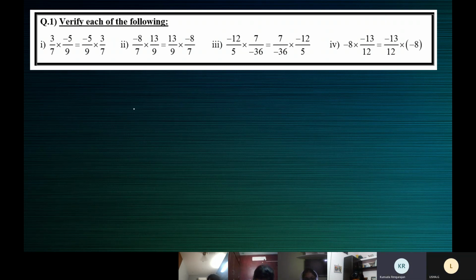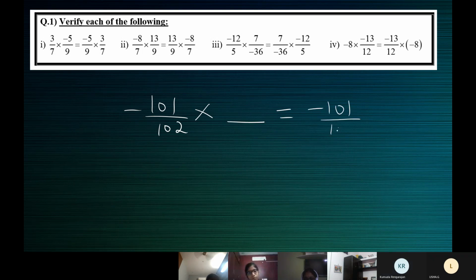Now talking about the multiplicative identity. So I have a rational number minus 101 by 102. I want to multiply this by something, but I want to get the same answer. So what is the number here? Minus 1, ma'am? I mean plus 1, ma'am. 1, because I want to get the same answer, minus 101 by 102.